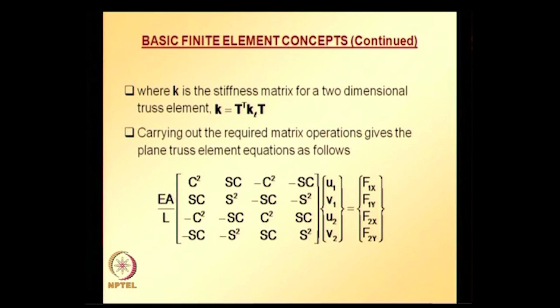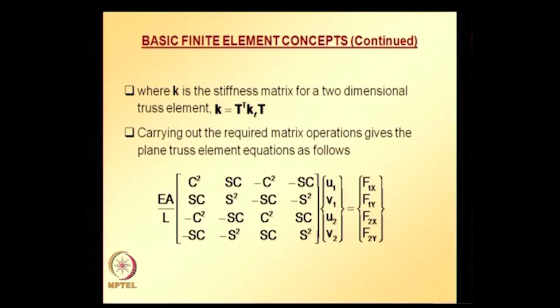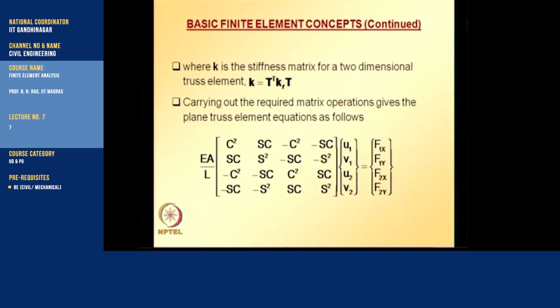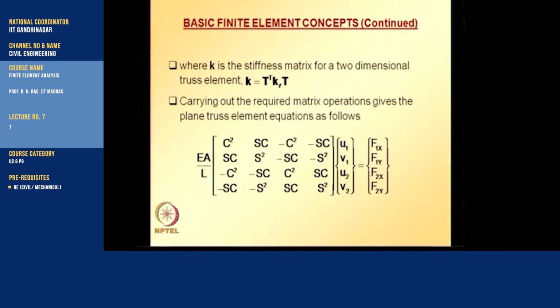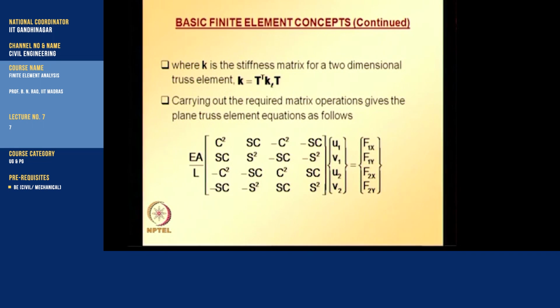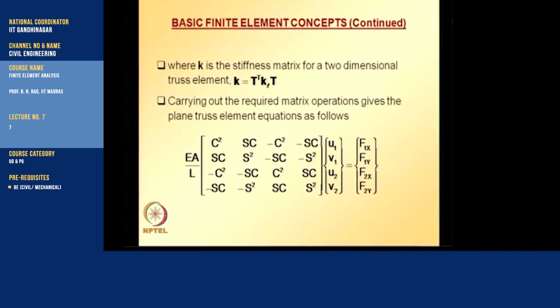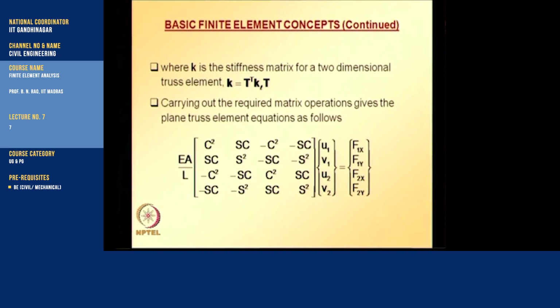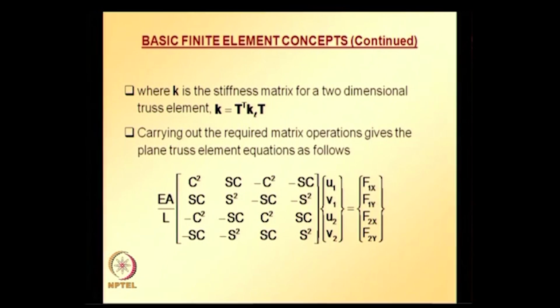Please note that u1 v1 u2 v2 are the displacement components in the global coordinate system, global x global y coordinate system. We need to convert them back into the local coordinate system before we calculate strains. So that is why we need to first compute the local element deformations, and then using shape function for axial deformation element we can calculate strains, and then from strains we can calculate stresses, and then from stresses we can calculate the axial forces, elemental axial forces.